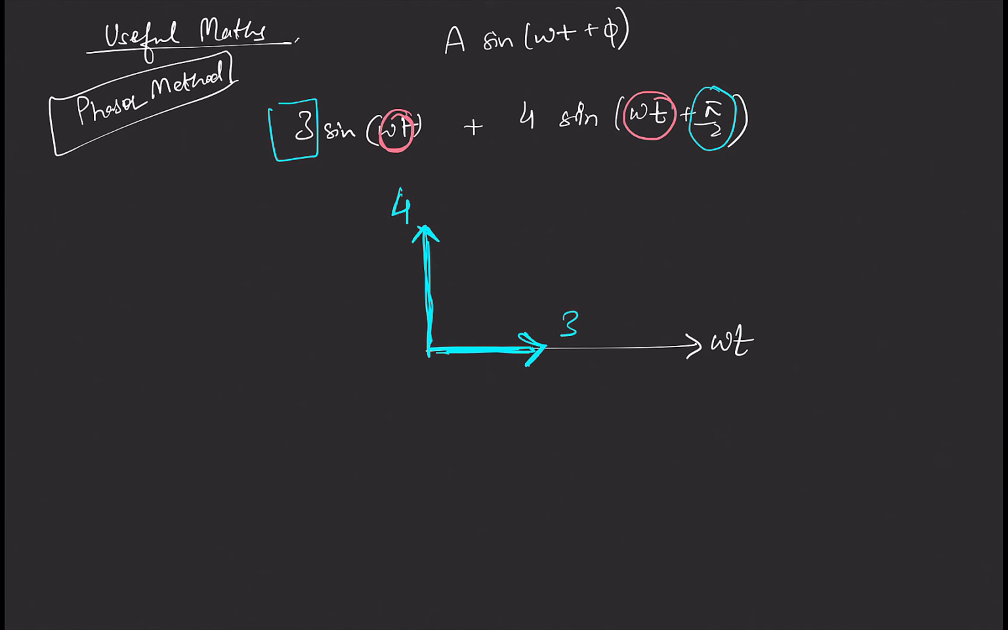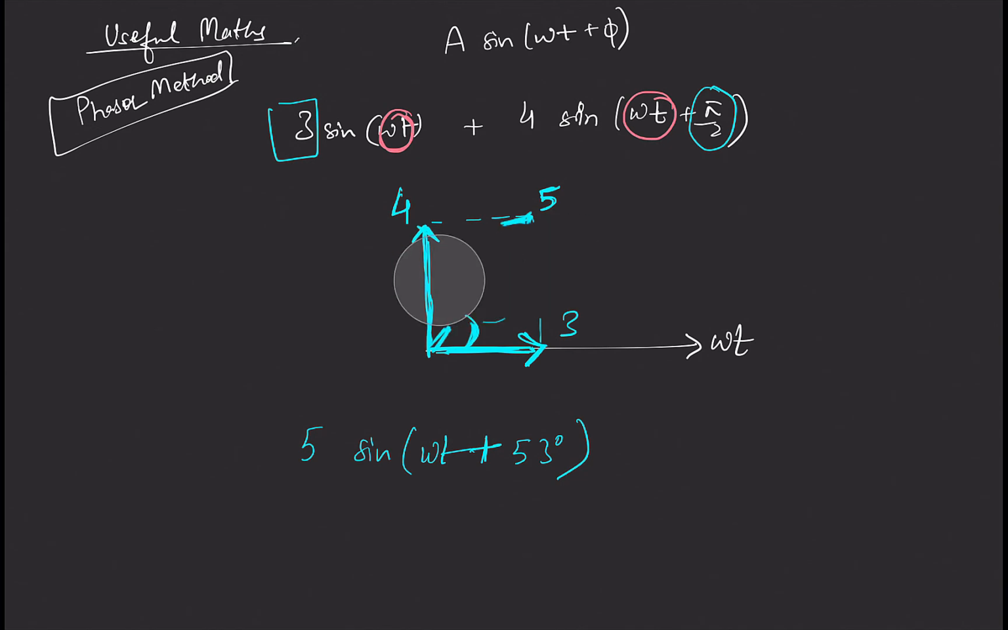And then you calculate the resultant of these vectors to find the final answer. So this would be the resultant, and its value would be 5, which is the square root of 3 square plus 4 square, and this angle with respect to omega t is tan inverse of 4 by 3, which is 53 degrees. And then the final answer is simply 5 sine of omega t plus whatever the angle of the resultant with omega t is. So here the angle of the resultant with omega t is plus 53 degrees. We can write the resultant as 5 sine of omega t plus 53 degrees.